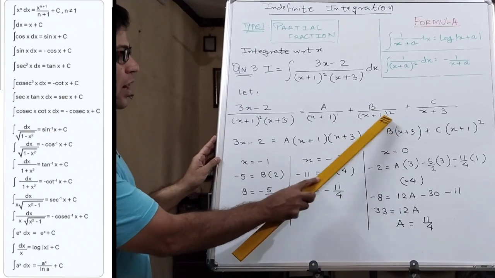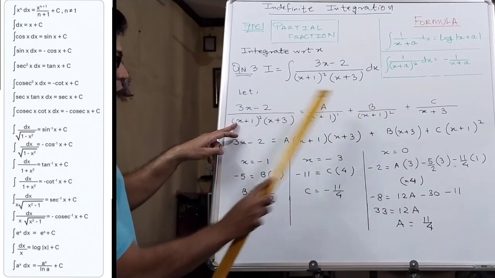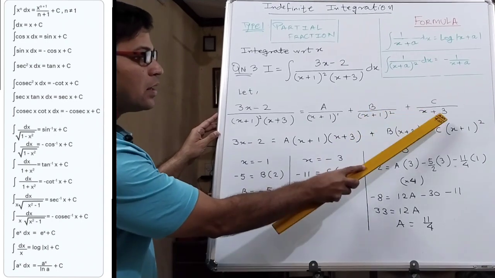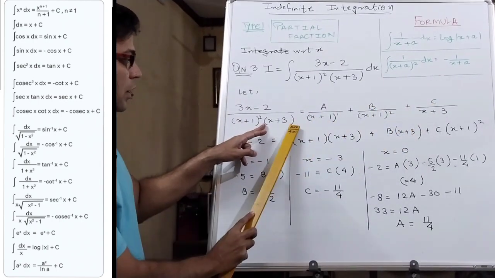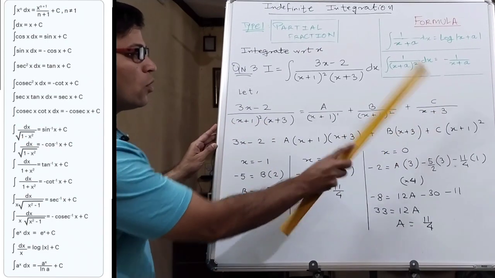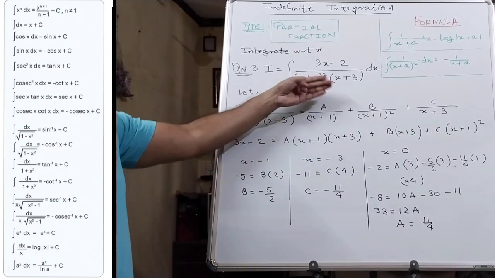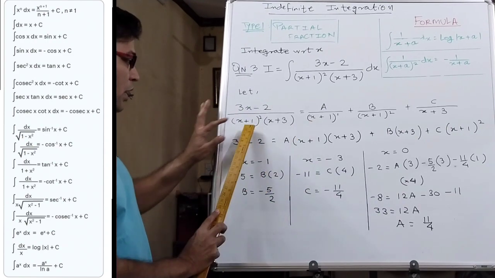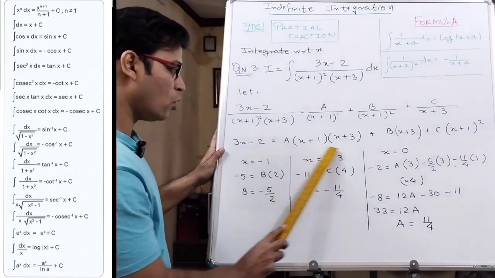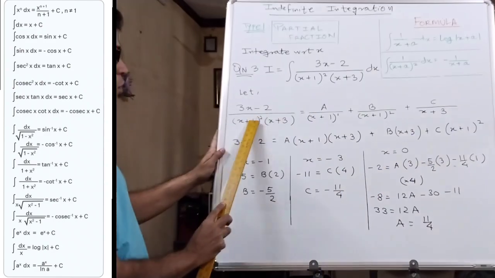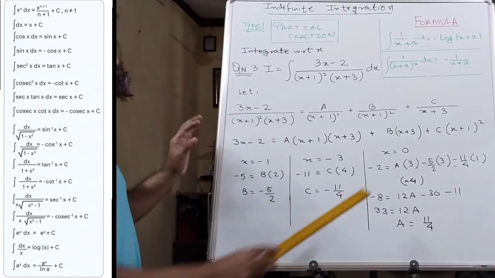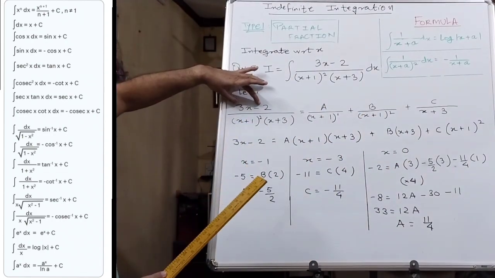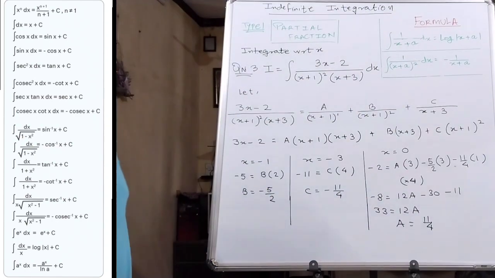Similarly, in B, x plus 1 whole square is there, what is missing? x plus 3. So B into x plus 3. C, x plus 3 is already there. So what is missing? x plus 1 the whole square. So whatever is missing, multiply with the numerator. What will happen? Denominators will become equal. So the whole denominator on this side becomes x plus 1 whole square times x plus 3, and the denominators on both sides get cancelled. So only this numerator and that side's numerator will be equal.